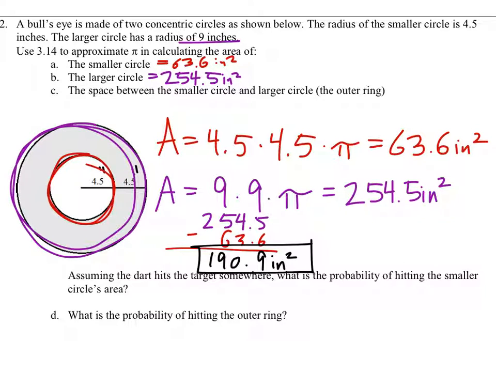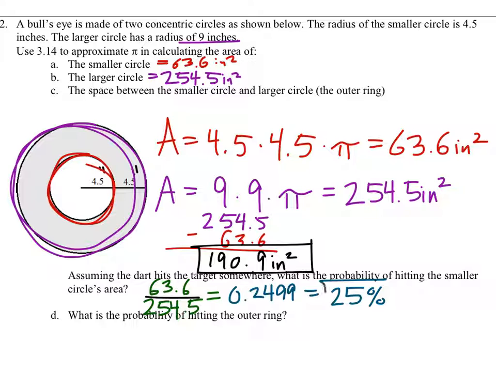The next part is, assuming the dart hits the target somewhere, what is the probability of hitting the smaller circle's area? So this is just a percentage. The area of that was 63.6. We're going to divide it by the area of the whole thing, which is 254.5. Now as a decimal, and you could set up a percent proportion on this, by the way, if we change it into a percent and round it, I'm just going to make it 25%. You can make it 24.99 if you want, but 25%.